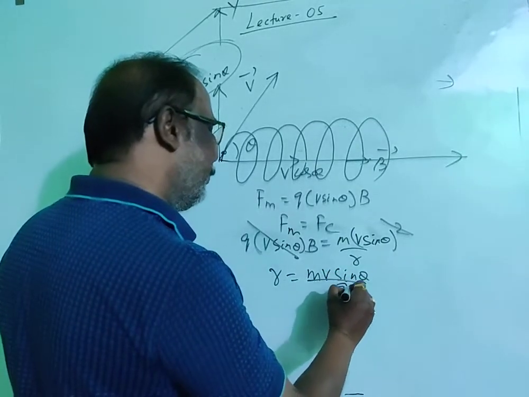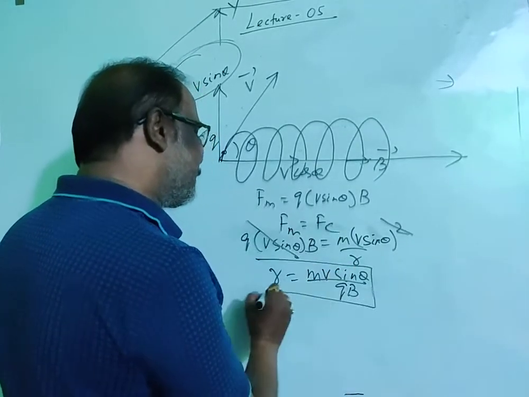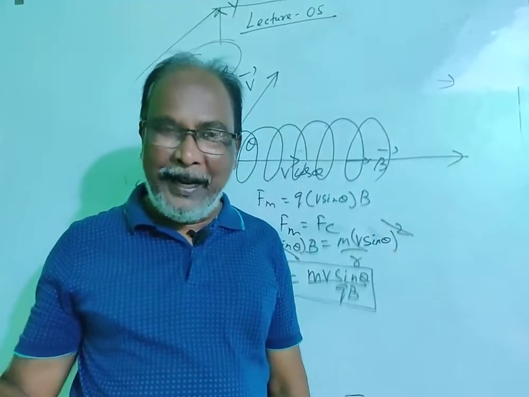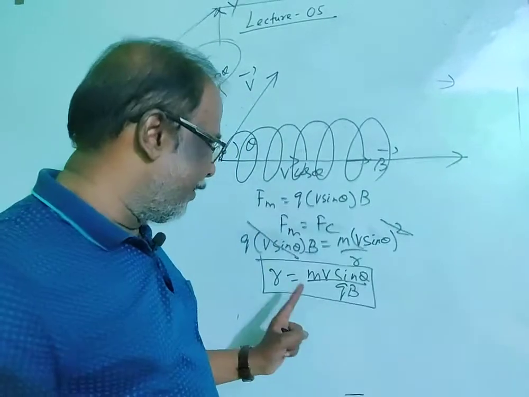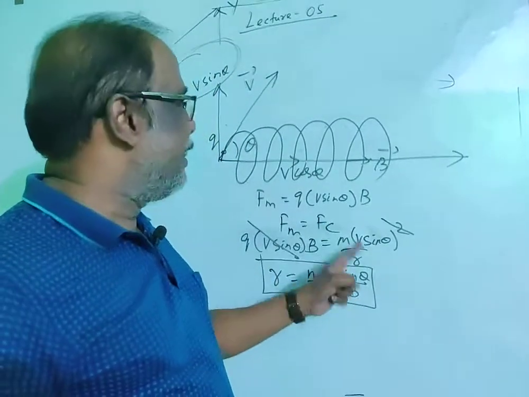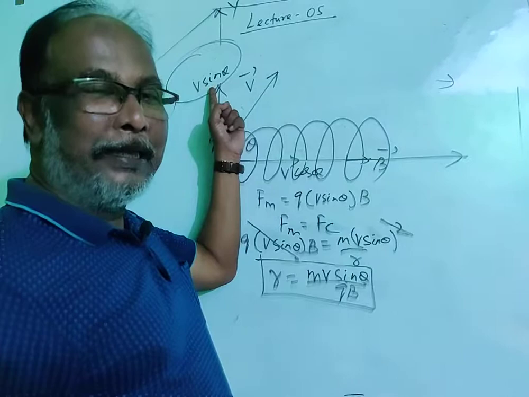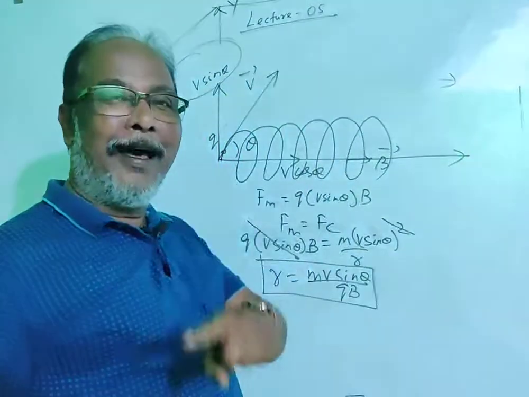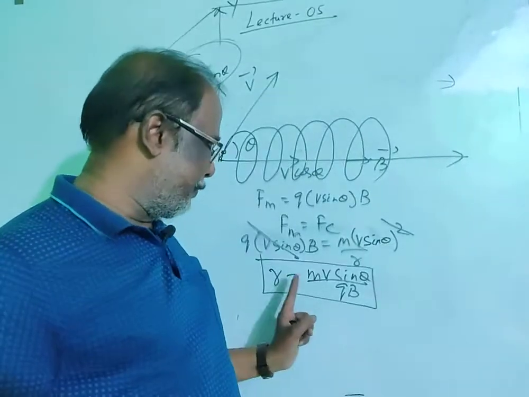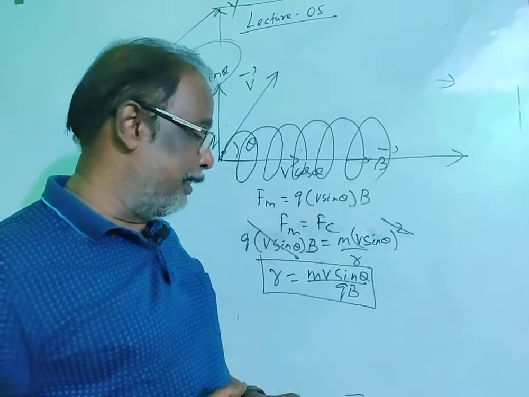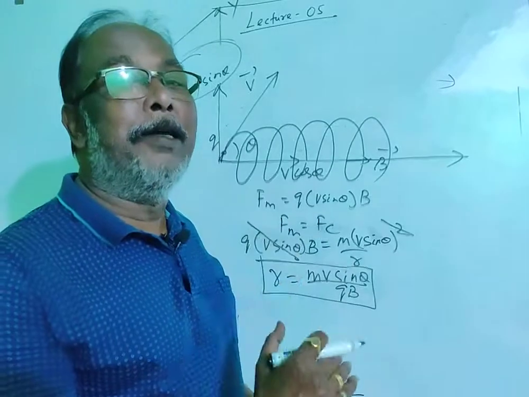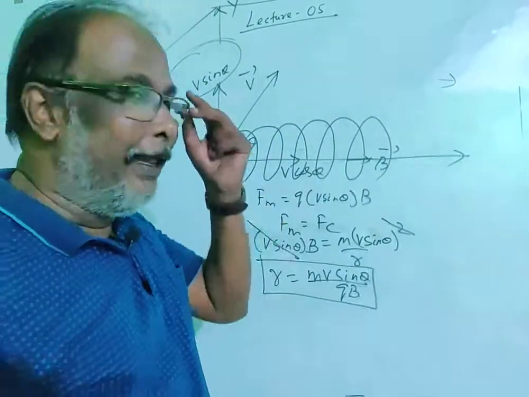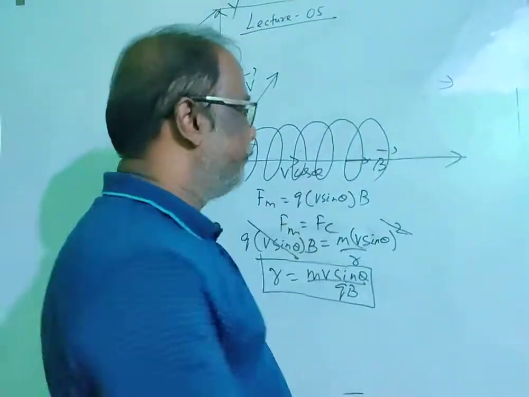Then the radius of the circular path will be m v sin theta by q B. Just the difference: while considering the charged particle moving perpendicular to the direction of magnetic field, the radius was m v by q B. Here, due to the component v sin theta, the charged particle experiences a force, so the radius is m v sin theta by q B in place of m v by q B.